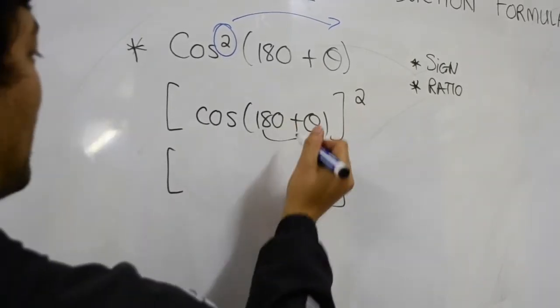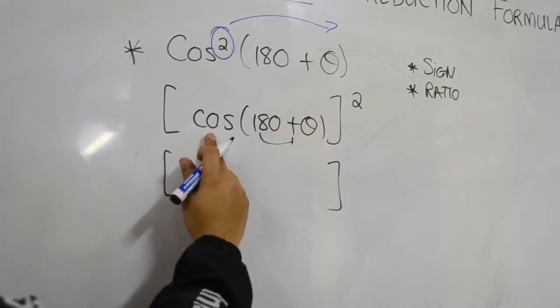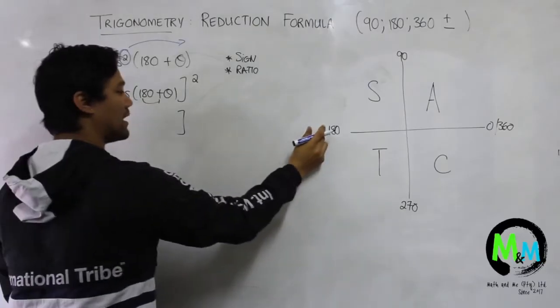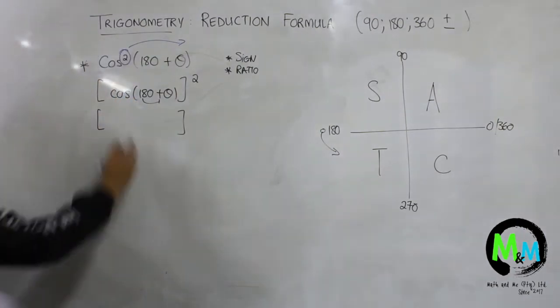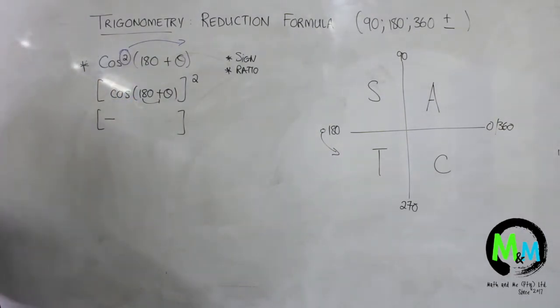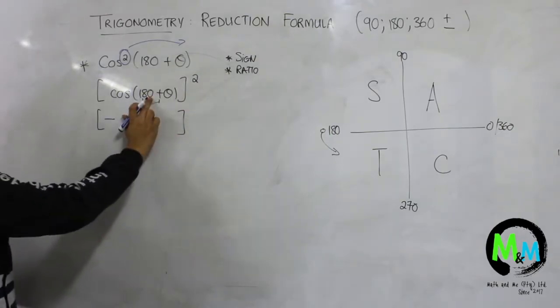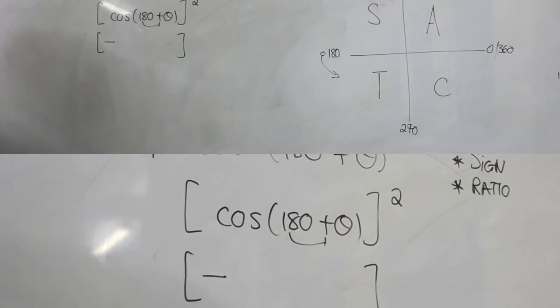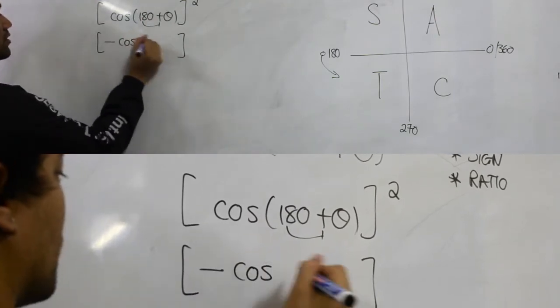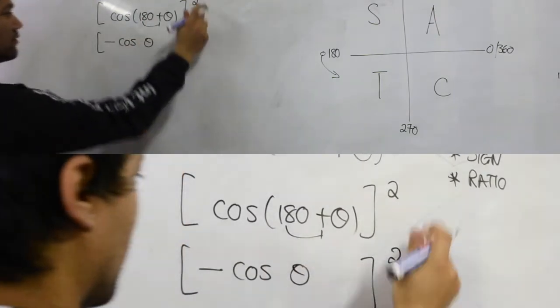So 180 plus, we ask ourselves, is cos positive or negative in that quadrant? 180 plus will put us into tan's quadrant. So we know cos is going to be negative. Then we check my ratio, 180. Does it change or stay the same? Only changes for 90, so it stays the same. Negative cos theta squared. Don't forget about it.